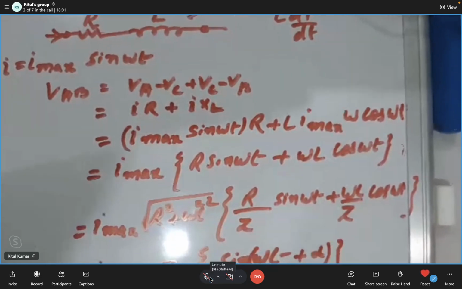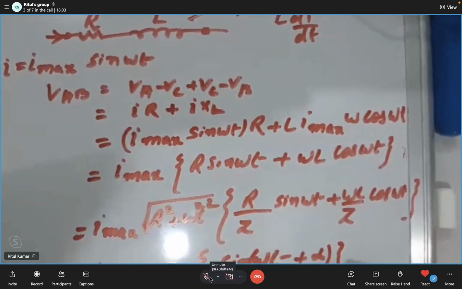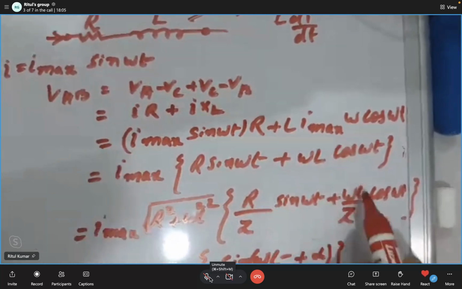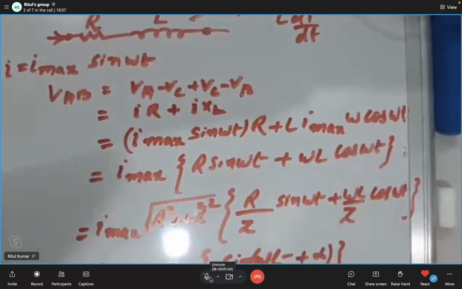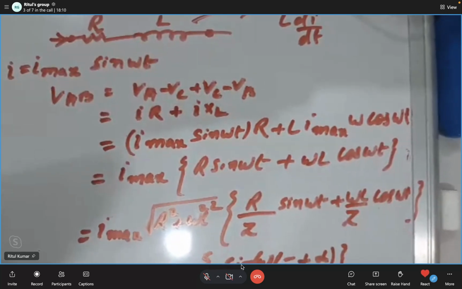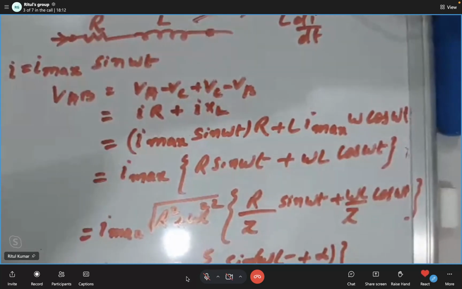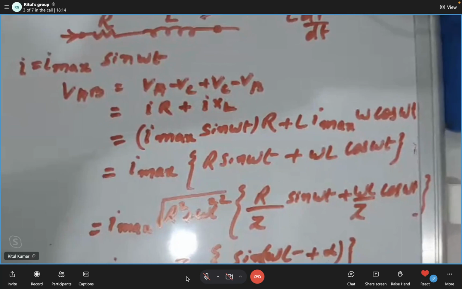Where tan alpha, it is customary to write, as one can take any part. I can take it the other way around. This can be sine alpha, this can be cos alpha. So it is mandatory or incumbent on us to write what tan alpha is. In our case, it is omega L by R. Check please.